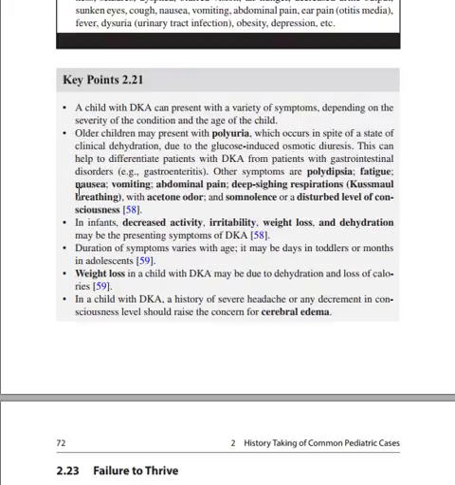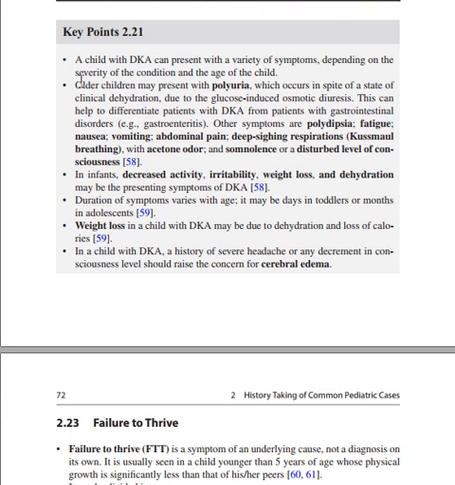Now, what are the key points to note with diabetic ketoacidosis? A child with diabetic ketoacidosis can present with a variety of symptoms depending on the severity of the condition and the age of the child. Older children may present with polyuria, which occurs in spite of the state of clinical dehydration, due to glucose-induced osmotic diuresis. This helps to differentiate diabetic ketoacidosis from gastrointestinal disorders, e.g. gastroenteritis.